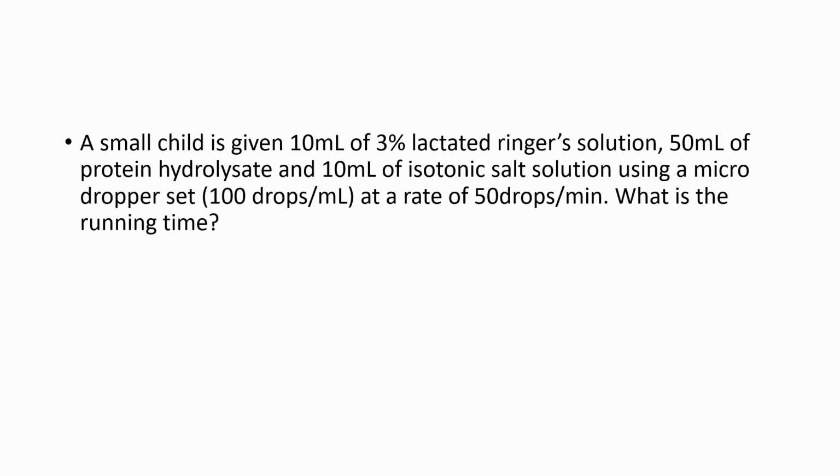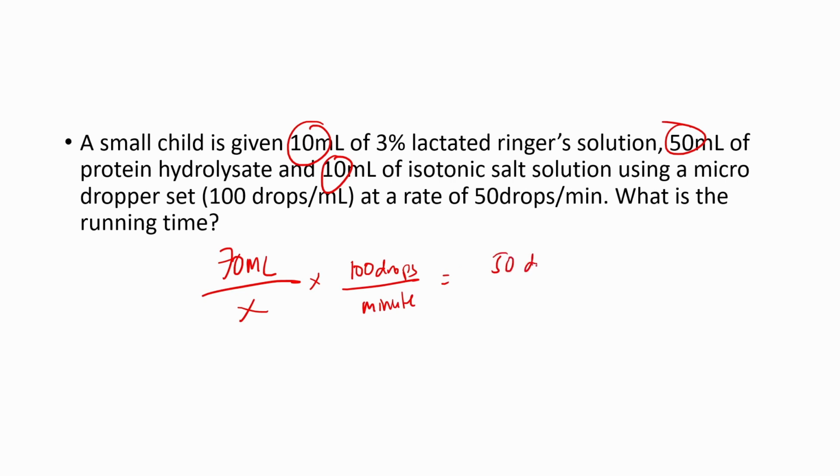Next, a small child is given 10 ml of 3% lactated ringer solution, 50 ml of protein hydrolysate, and 10 ml of isotonic salt solution, using a micro dropper set which has a drop factor of 100 drops per ml at a rate of 50 drops per minute. What is the running time? Again, the question being asked is time. But the volume is broken up into 3 solutions: 10, 10, and 50. That's a total of 70 ml over time, multiplied by drop factor, which is 100 drops per ml. And the infusion rate is 50 drops per minute.